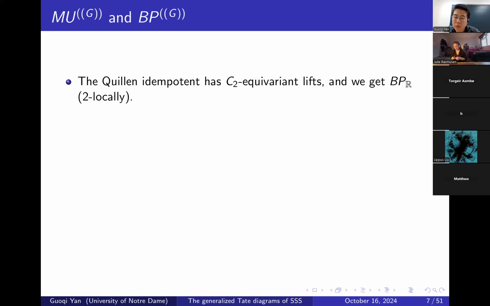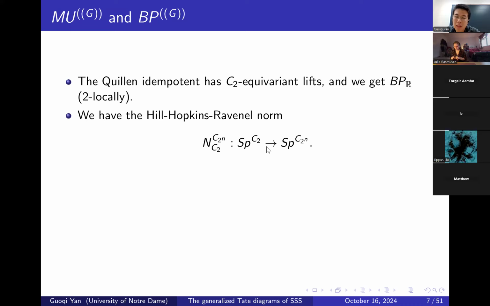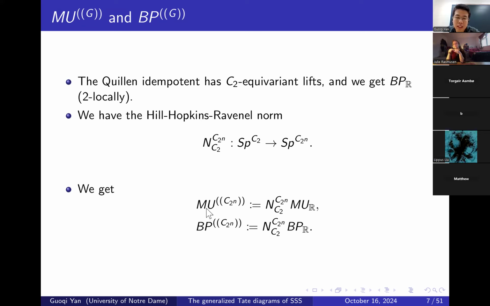And this is a C2 equivariant spectrum. We can apply the HHR norm to that. So norm is a functor from C2 spectra to C2^N spectra. So if we norm this thing up, we get this normed up version of MU and BP. So MU C2^N is the norm of MUR to the bigger group C2^N. And BP C2^N is defined similarly.